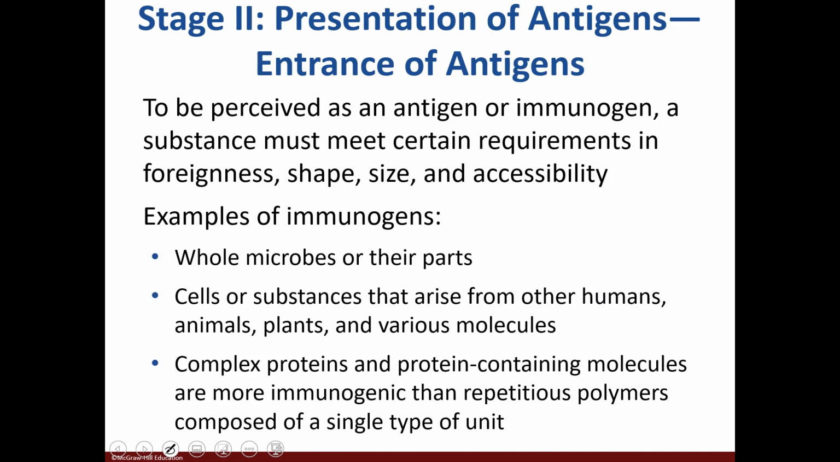So what exactly is an antigen? In order for something to be considered an antigen, several things must be considered, including how foreign it is, shape, size, as well as accessibility. Immunogens can be an entire microbe or just a portion of it. They can be cells from other humans, animals, or plants. They can also be complex proteins.